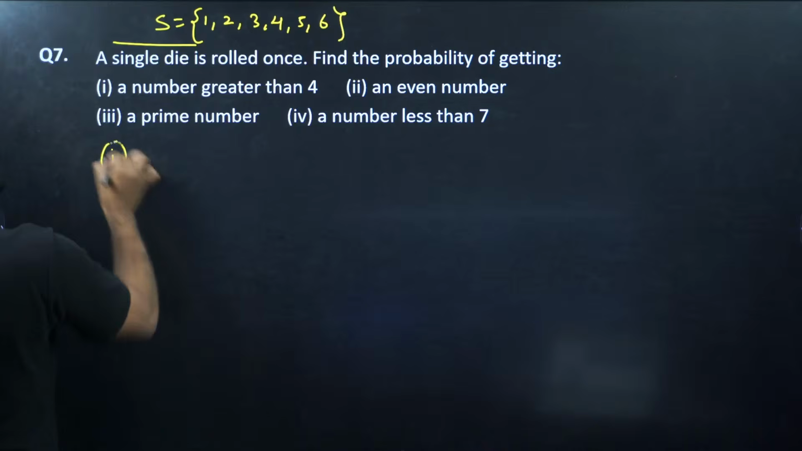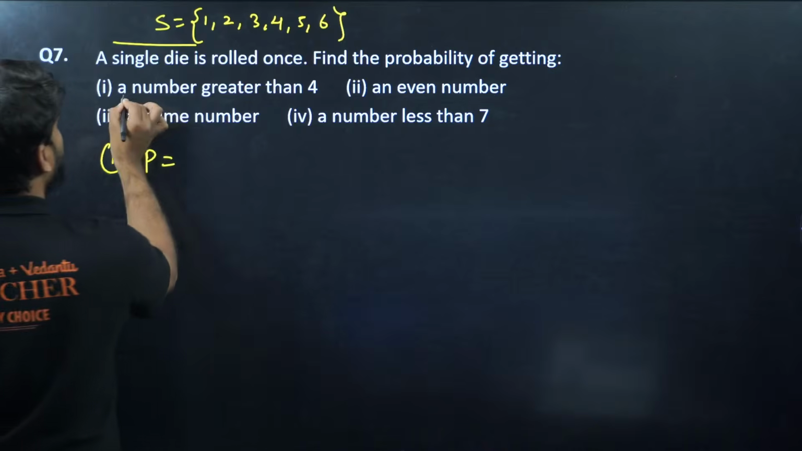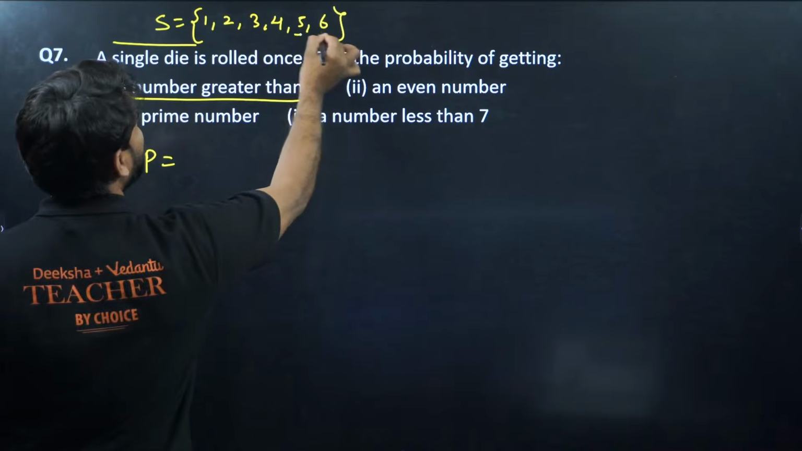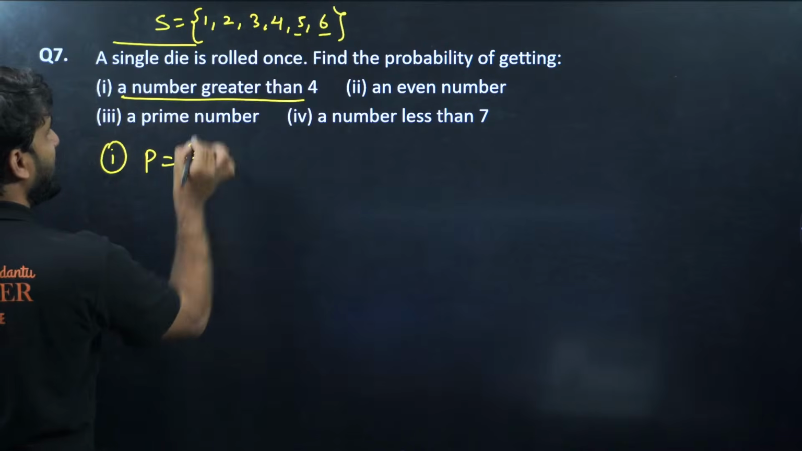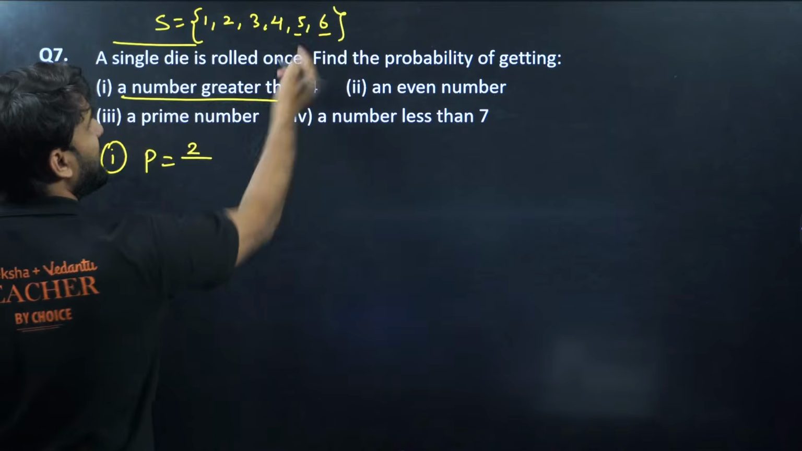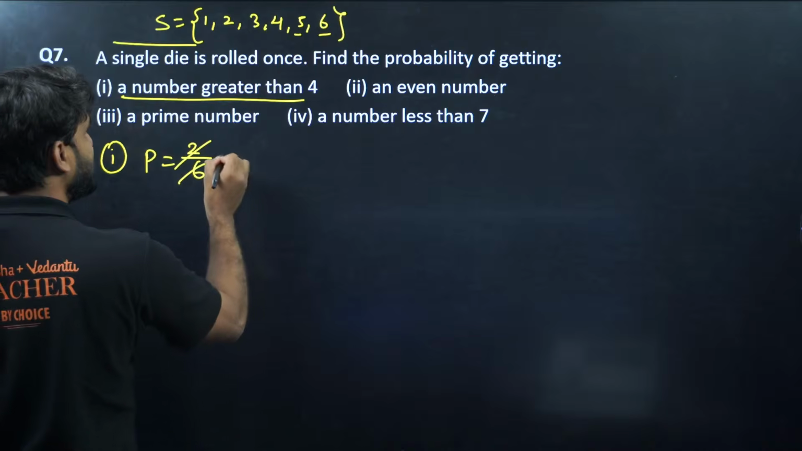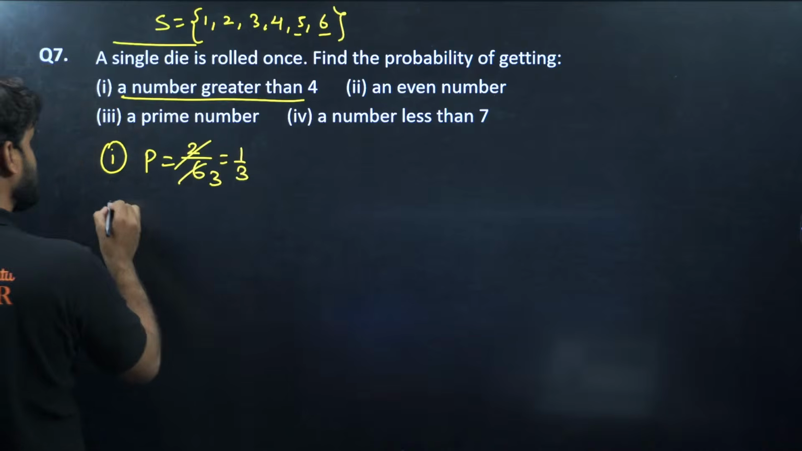First question, the probability of a number greater than 4. How many numbers are greater than 4? This and this, so this will be 2. The favorable outcome is 2, and the total number of outcomes is 6. So this will cancel, and the answer is 1 by 3.